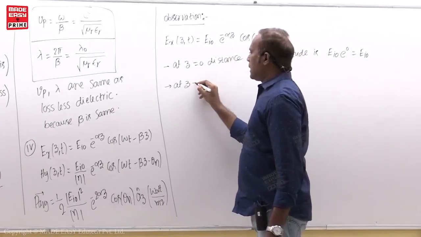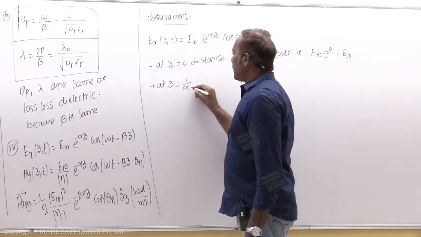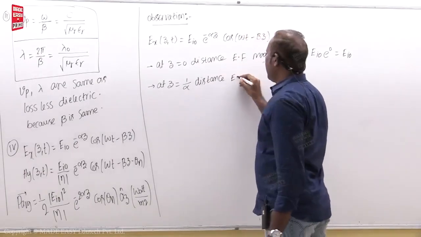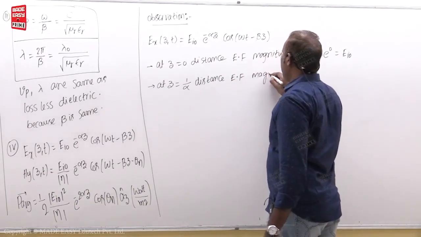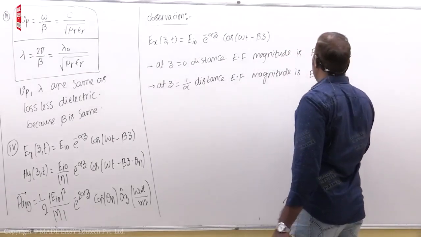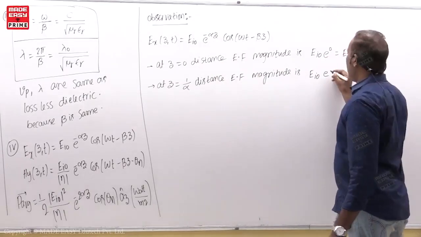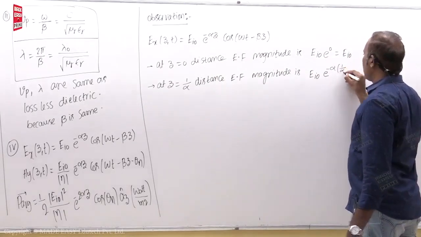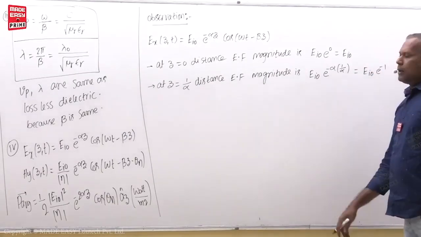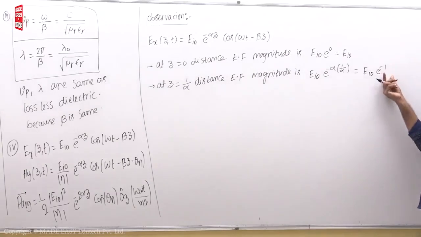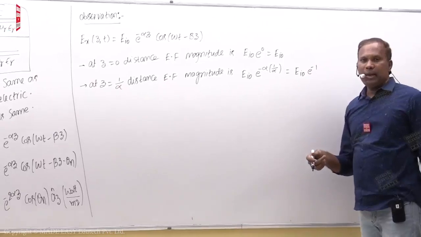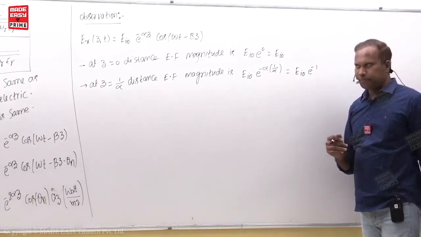At z equal to 1 by alpha distance, the electric field magnitude is E0 e power minus alpha z, with z equal to 1 by alpha, so that is equal to E0 into e power minus 1. Now the electric field value becomes E0 divided by e, that means E0 divided by 2.71.